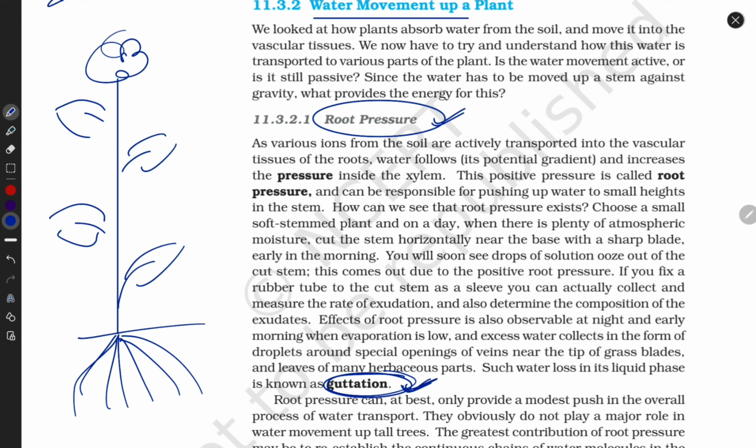What is the meaning of guttation? Water loss in its liquid phase. It means that at night time we notice some water droplets around the leaves. This process is called guttation because they excrete excess water that was absorbed by the root. If the root absorbs excess water, it pushes water upward. The leaf can accept this water, but the excess water is released from the leaf surface.